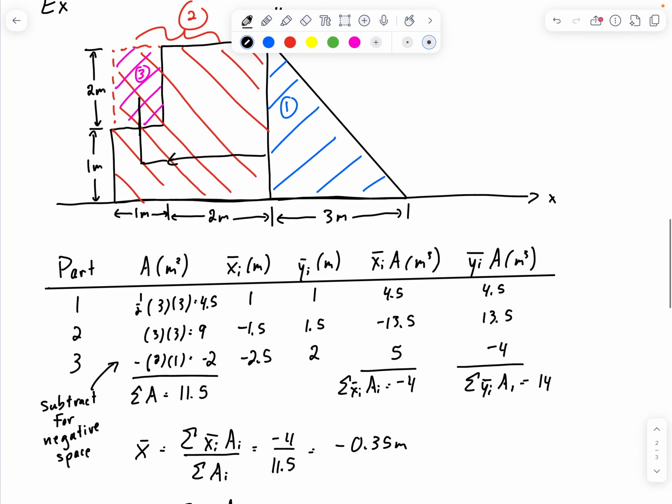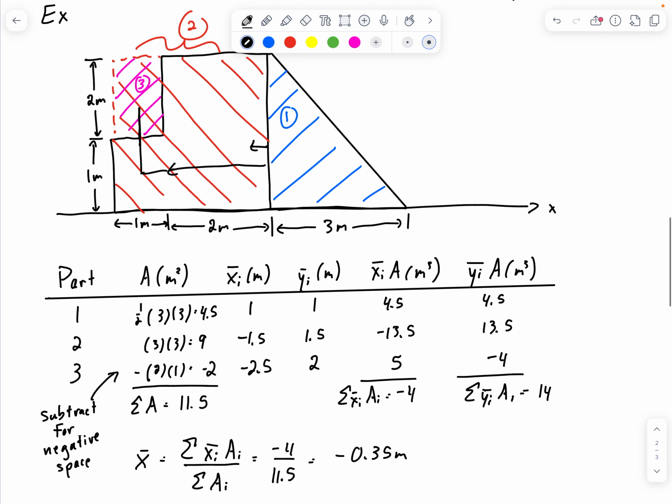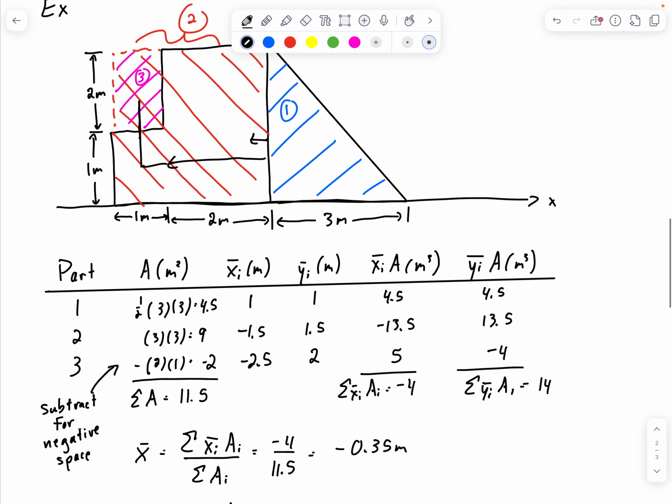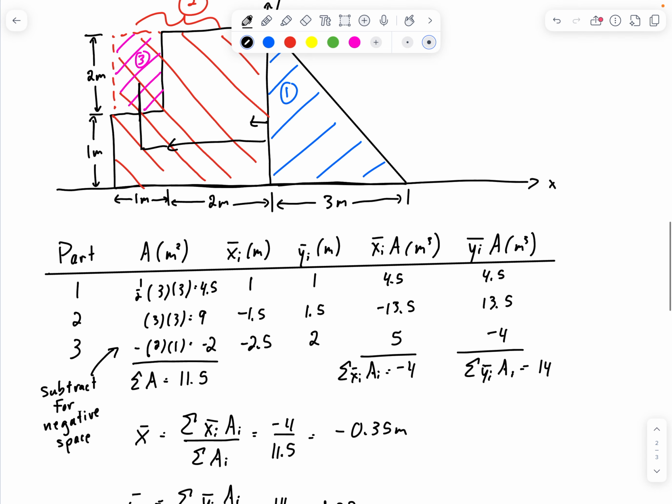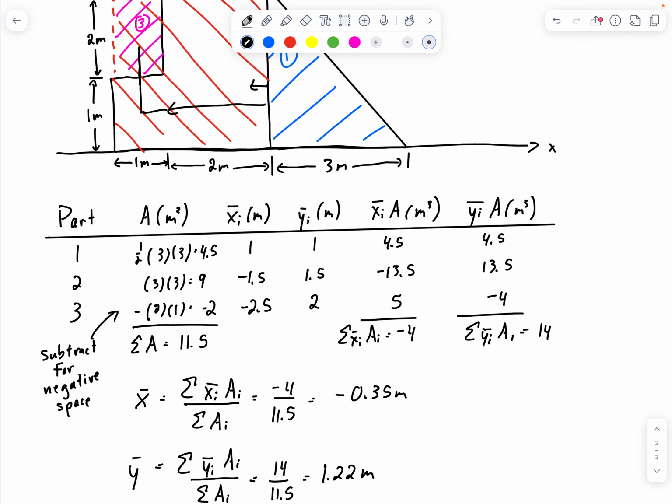So the x centroid is located a little bit to the left of the y-axis, and the y centroid is located at 1.22 meters above the x-axis. So that's how you can find the centroid of a complex shape using this method of composite parts.